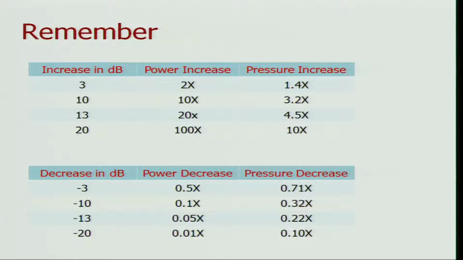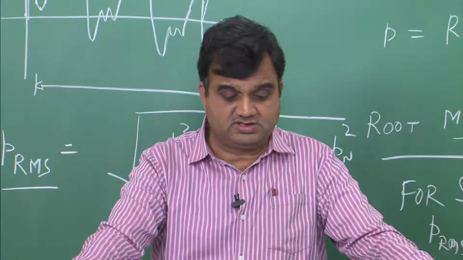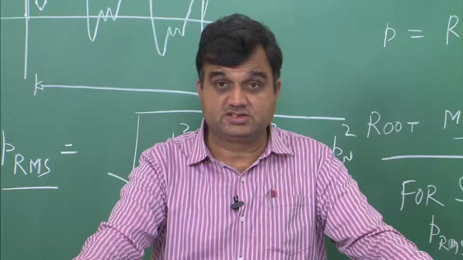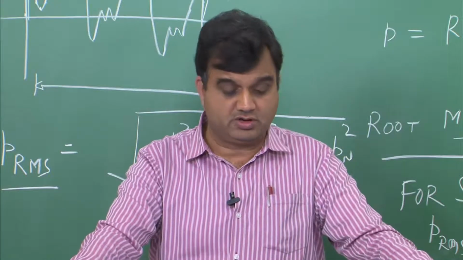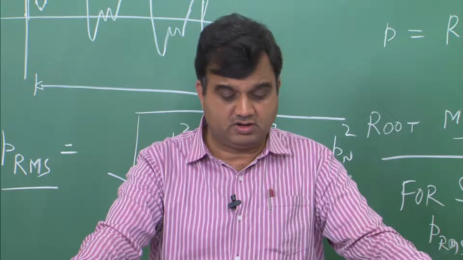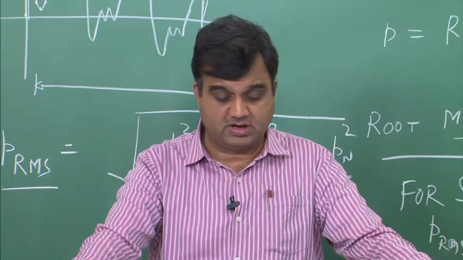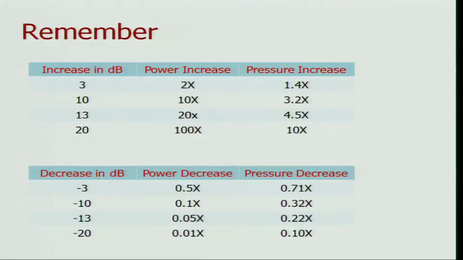If there is an increase in decibels of 3, power increases 2 times and the pressure increases 1.414 times. If there is an increase of 10 decibels, power increases by a factor of 10, pressure goes up by 3.2. If increase is 20, power increases by 100 and pressure goes up by 10x. And similarly, on the negative side, if I decrease by 3 decibels, power becomes half, pressure goes down by 0.717. It will be worthwhile for you all to do this exercise and prove it to yourself. How is this happening?